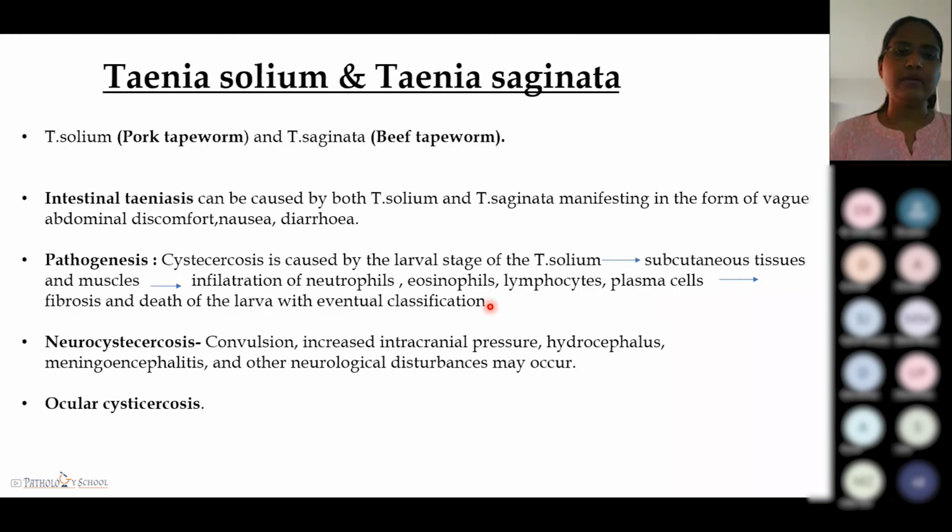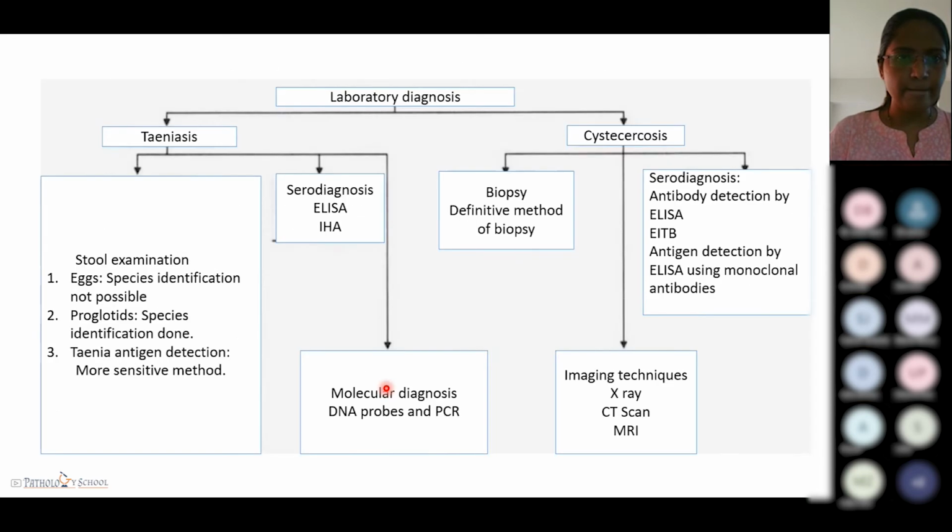Next is neurocysticercosis. In neurocysticercosis, when the organism invades the central nervous system, it will cause neural symptoms: convulsions, increased intracranial pressure, hydrocephalus, meningoencephalitis, and other neurological disturbances may occur. It also causes ocular cysticercosis.